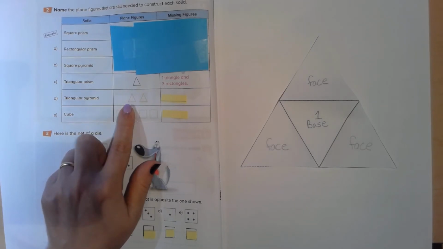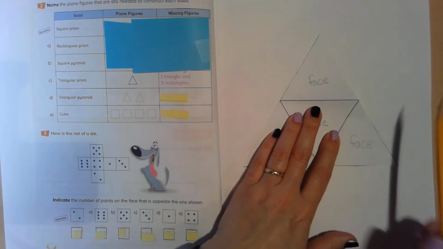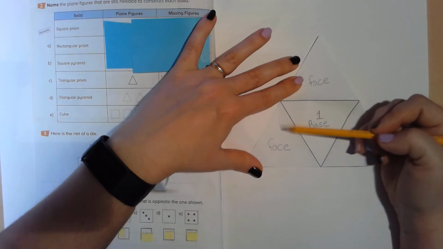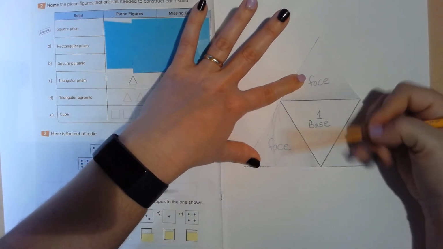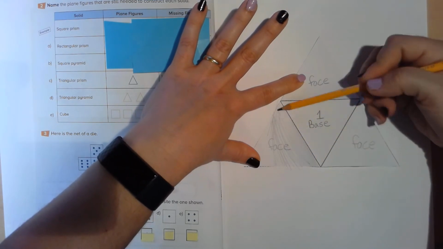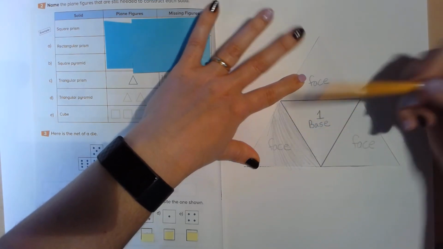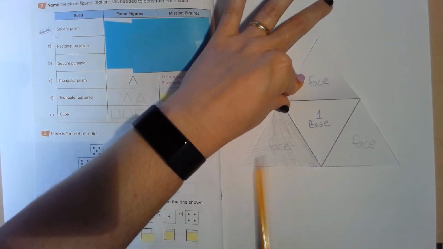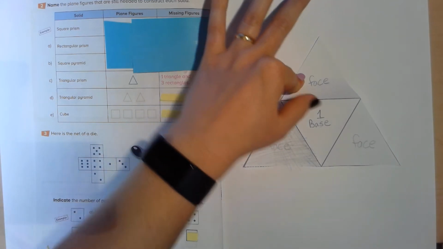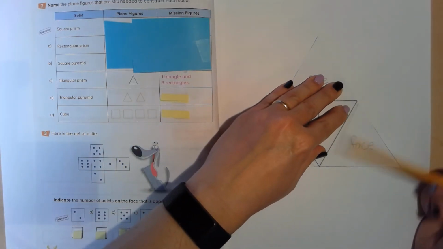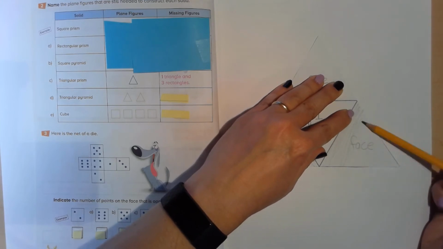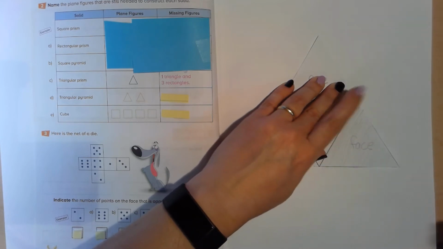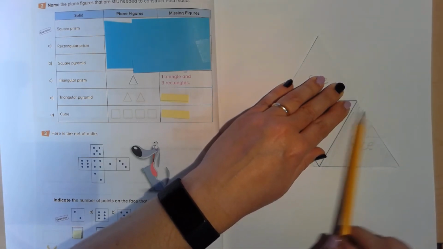But they've only given us 2. I can choose which 2. Which 2 should I do? How about we do a left and a right? We'll get rid of this one. And we'll get rid of this one. Okay. There we go.